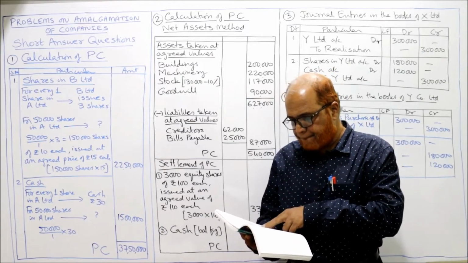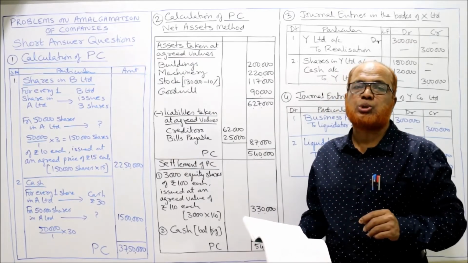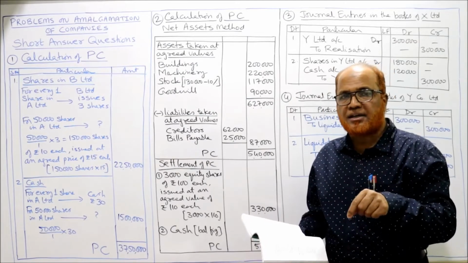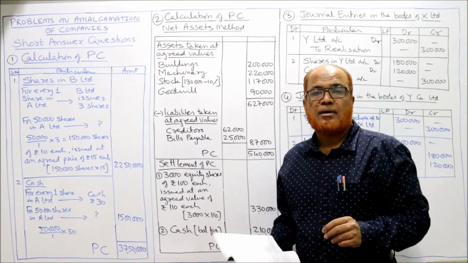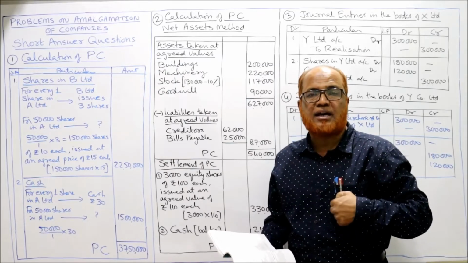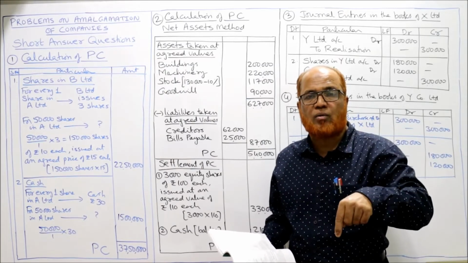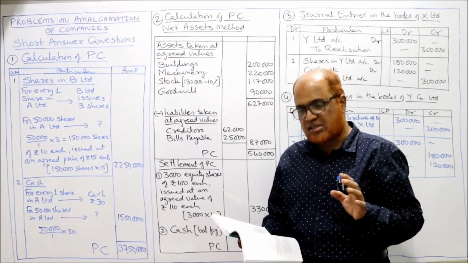Then it is estimated that the liability in respect of creditors will amount to 62,000. Actually the creditors given in the balance sheet of X Limited is 75,000. X Limited's balance sheet has creditors of 75,000, but Y Limited says these creditors will be taken over for rupees 62,000 only. Agreed value of creditors 62,000.